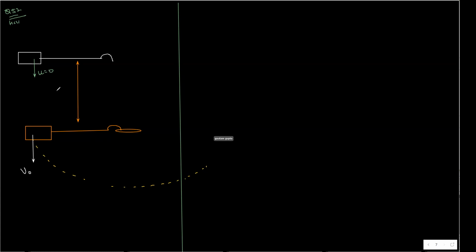So if you apply this, this is just a block falling down by height h. Because the rod and all doesn't have any mass, you can ignore that. So if this velocity is 0, then what will be this velocity? This velocity will come root 2gh. Okay, you can apply this by y motion.